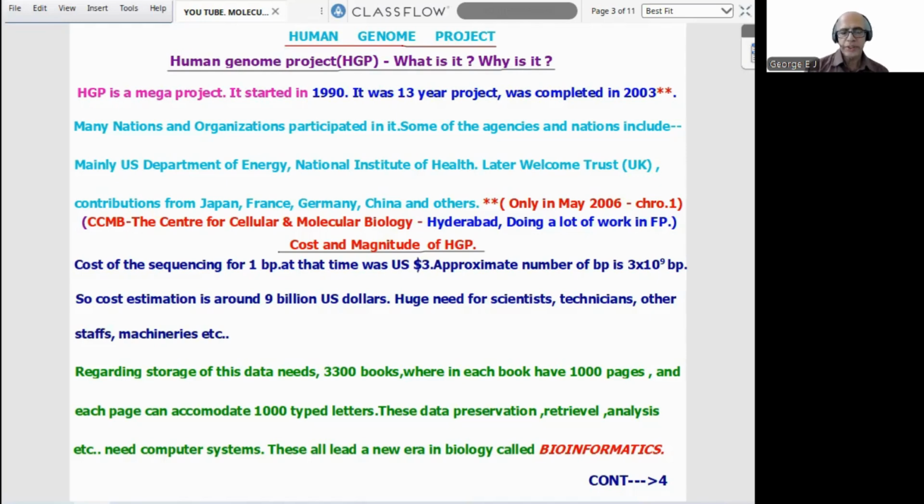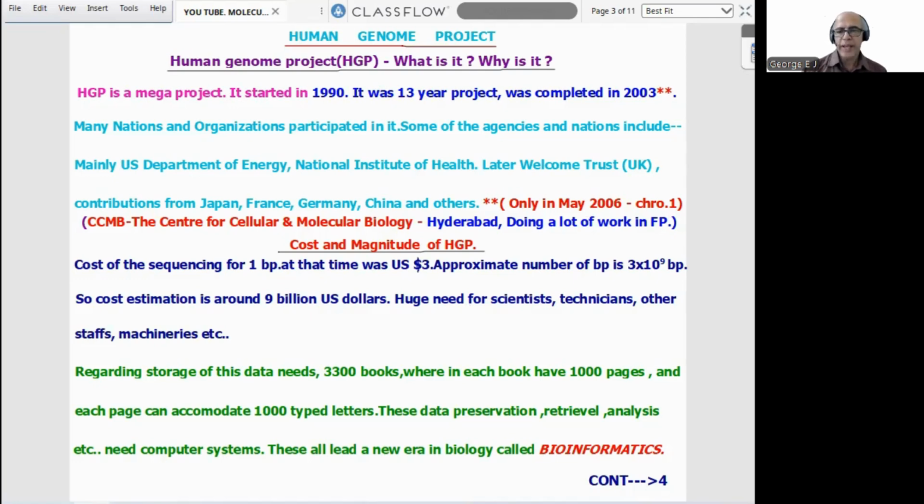Many nations and organizations participated in it. Some of the agencies and nations include mainly the US Department of Energy, USDE, the National Institute of Health, NIH, later Wellcome Trust of UK, and contributions from nations like Japan, France, Germany, China, and others. Chromosome number 1 analysis was over in 2006, even though it was a 13-year project. In India, there is a famous institute, CCMB, Center for Cellular and Molecular Biology, Hyderabad, doing a lot of work in fingerprinting and genetic related areas. Next episode, we can discuss about it.